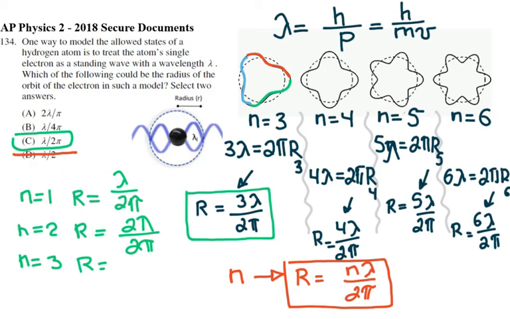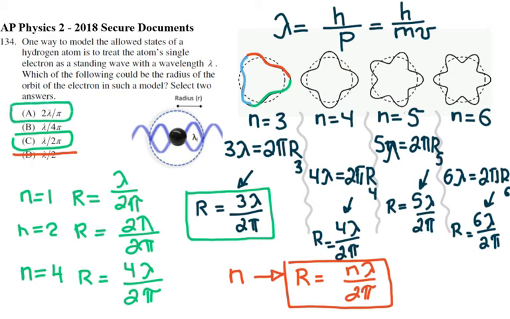If I continue this way, looks like for n is equal to 4, then r is equal to 4 lambda over 2 pi. And that will give me 2 lambda over pi. So the next answer that I could have is the A. So the correct choices would be A and C.